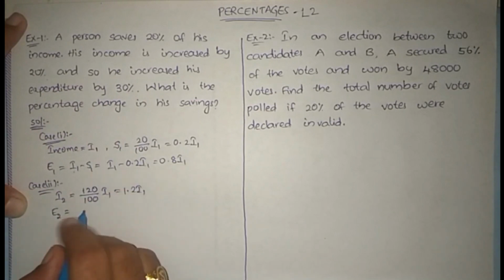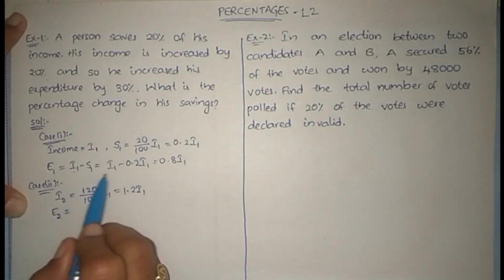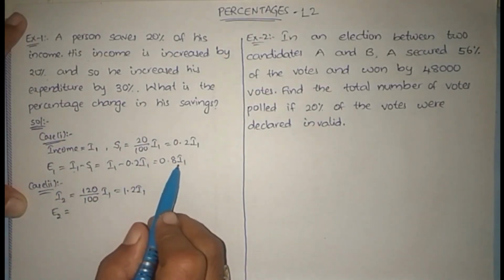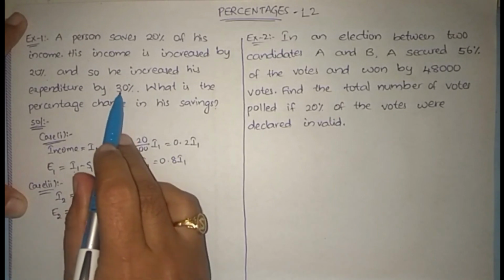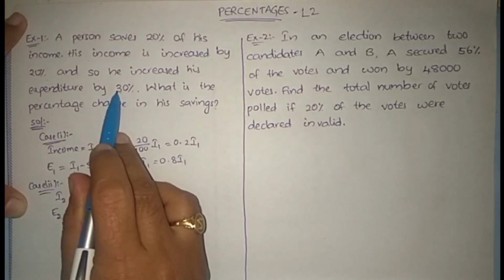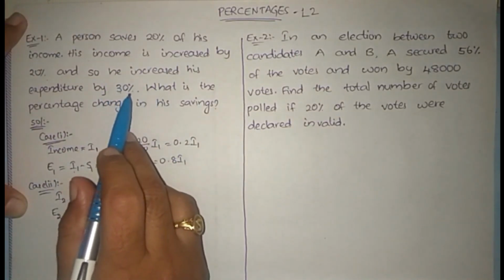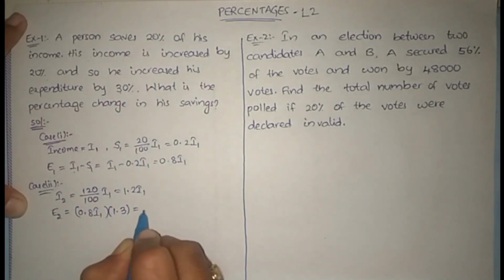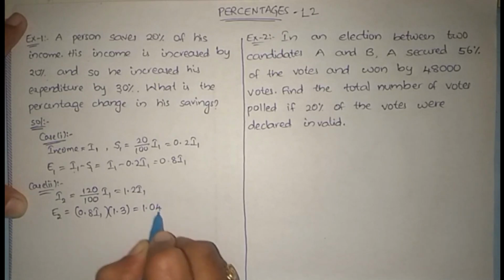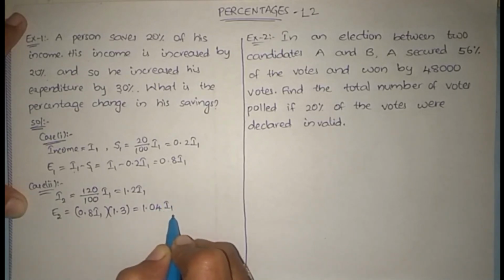Then when coming to the expenditure, as his income is increased, his expenditure also increased by 30%. Previously it was 0.8 I1. Now it is increased by 30%. That means previously if he was spending 100 rupees, now he is spending 130 rupees, right? So 1.3 times 0.8 I1 becomes 1.04 I1.